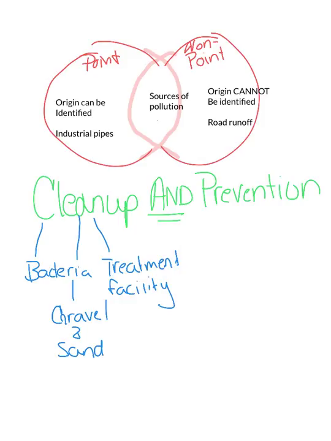For prevention, we can enact laws to prevent pollution, and we can hold agricultural and industrial areas to water quality standards, where we find them if they pollute more than the allowed.